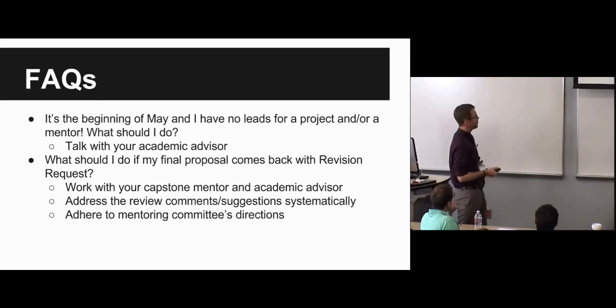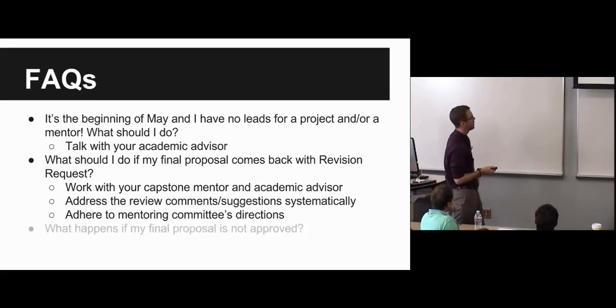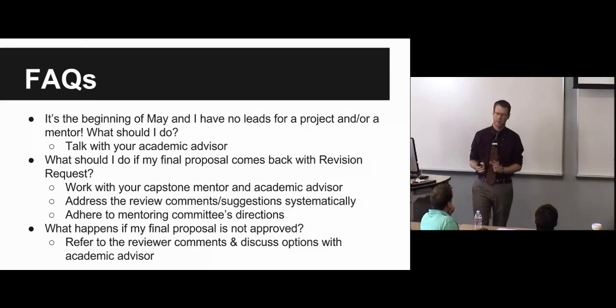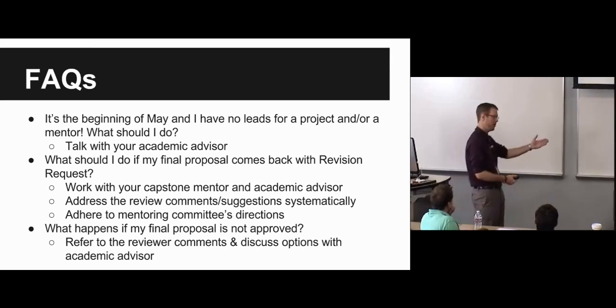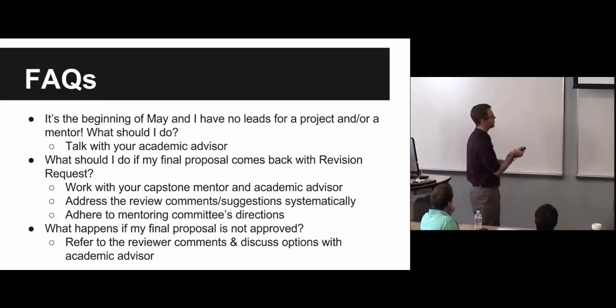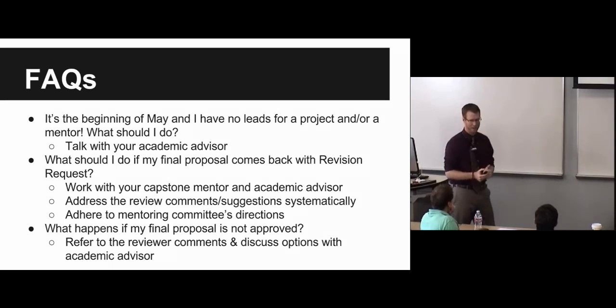And, you know, get suggestion and feedback from us, but don't go off on your own direction. Really try to follow the mentoring committee's directions on addressing these revisions. And if the final proposal is not approved, get into those comments and see what was going on and start discussing options with the academic advisor. These options may include modification of your timeline, but that rarely happens, right? So you're going to do your due diligence from here on out, and everything is going to go smoothly, and the communication that you're going to be partaking in with your advisor is going to minimize this possibility, right?